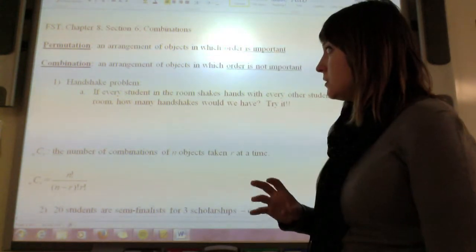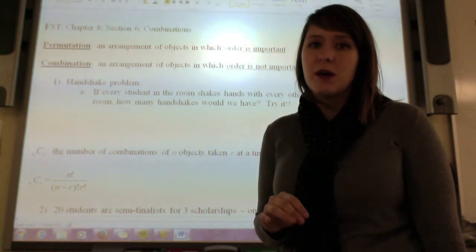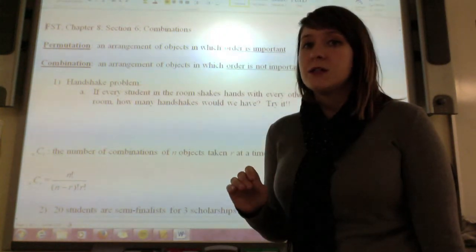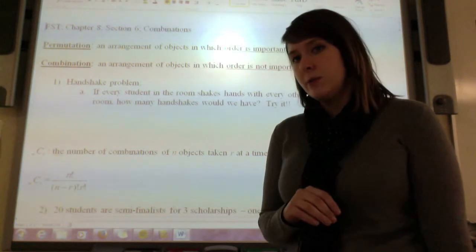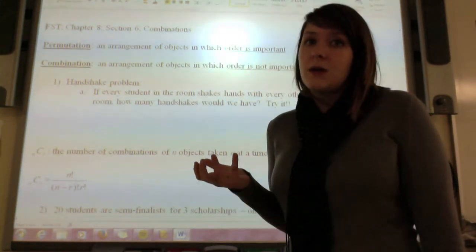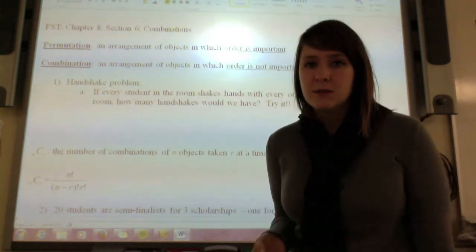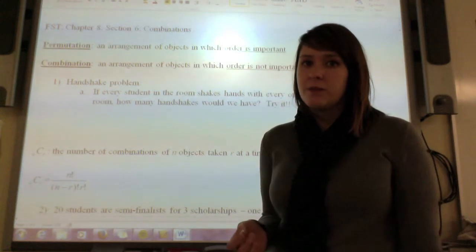Okay, so in this section, probably the hardest part is that you're going to have to pick between whether or not something is a combination or if it's a permutation. So you have to really think about, does order matter in this problem? If order matters, that means it's a permutation. If order doesn't matter, that means it's going to be a combination.